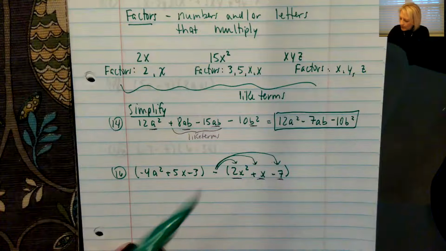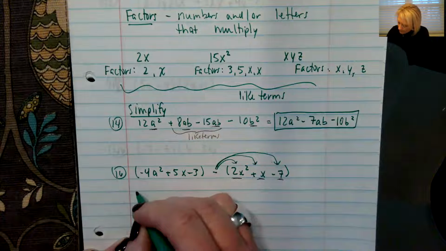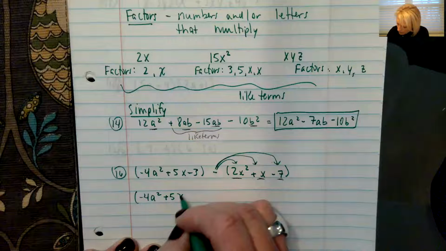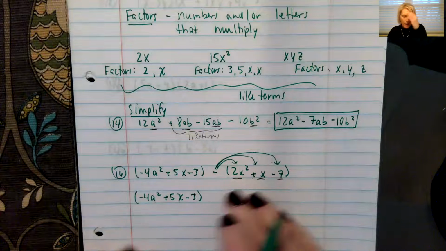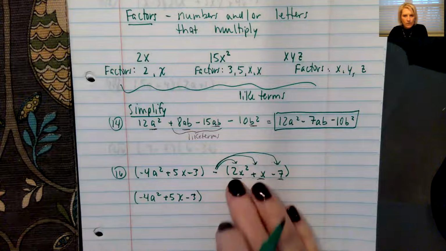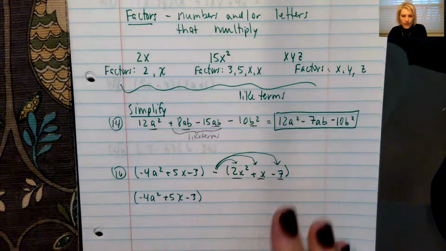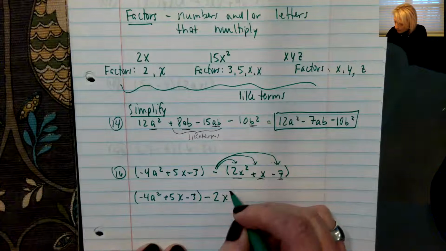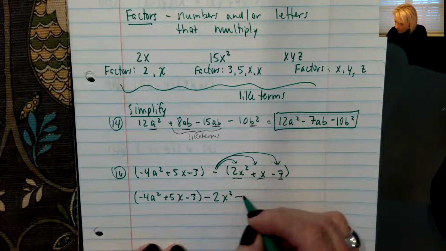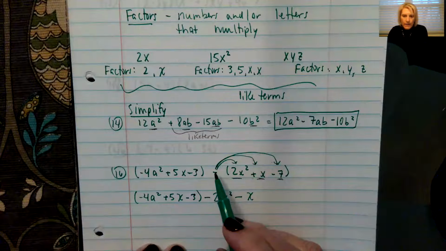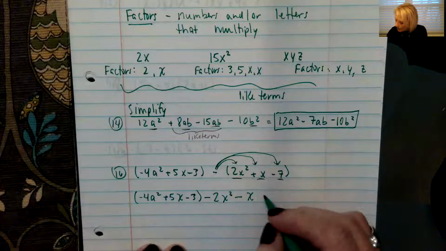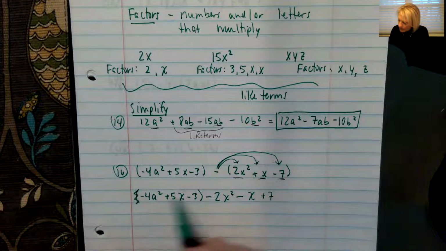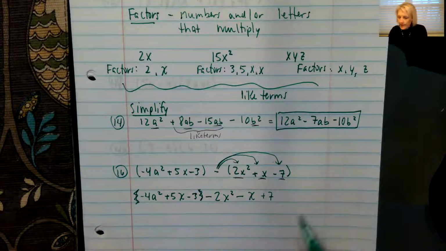So I'm just going to rewrite the entire first parenthesis here, negative 4a squared plus 5x minus 3. And then I'm going to apply this subtraction to each of the terms inside here before we go ahead and combine like terms. So this will be a negative 2x squared, and then a negative x, and then we're taking the negative of a negative 7, so that becomes a positive 7. And we really no longer need this parenthesis because we're just combining like terms.